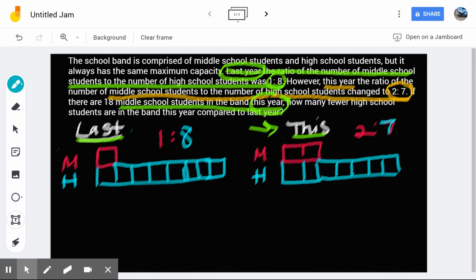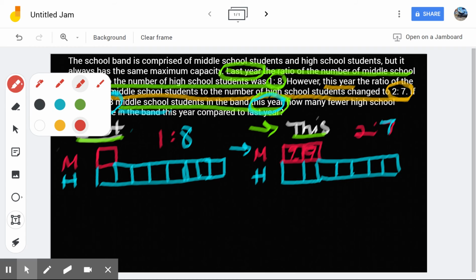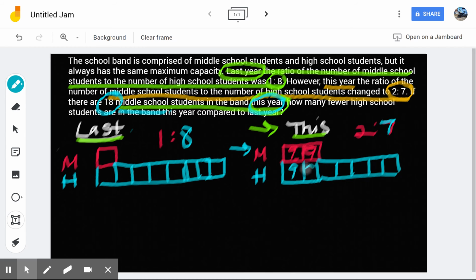It says that there are 18 middle school students. So I'm looking at middle school and I'm looking at this year. And I know that I need there to be 18 of them. So if I have two boxes and I need those two boxes to equal 18, what number should go inside? Well, that's 9. So once I decide that a number or a value goes inside of a group, that number will go inside every single group we have in the story problem and in the tape diagram. So everywhere we have a box, we fill it with 9.